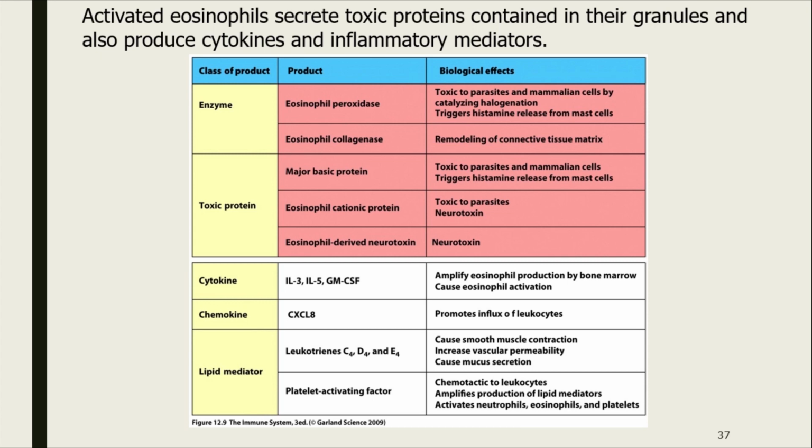Again, this table is similar to the last table, where the red, pink boxes are the preformed content, and the white ones are the induced mediators. So the toxic effect: first, being toxic to protozoa and parasites. They are not that toxic to us at the beginning, but eventually, if these levels are high enough, collagenase will break down our collagen as well. But it's just not so much at the beginning.